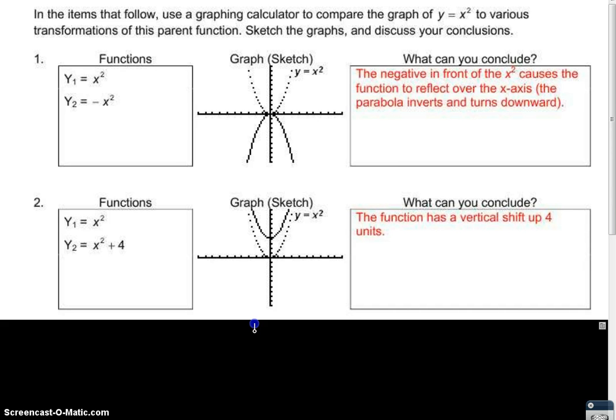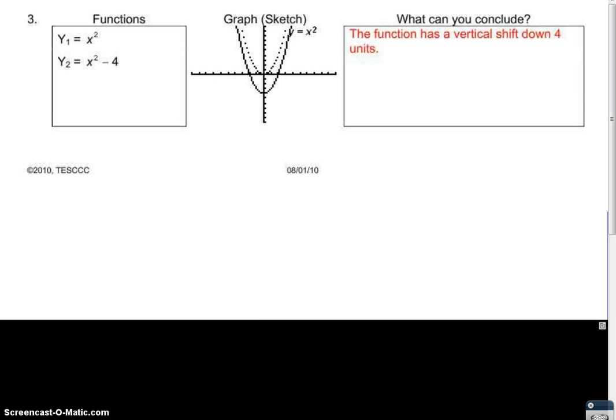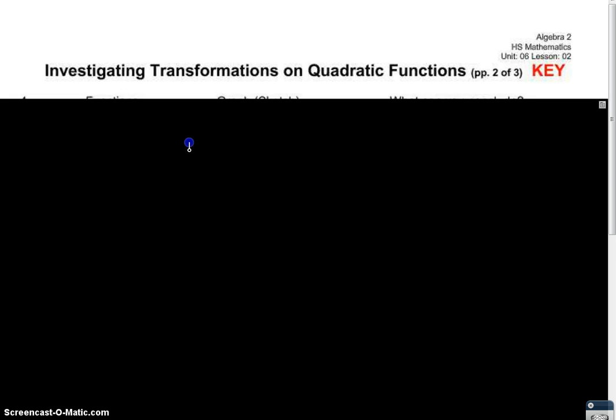All right, let's look at problem number 3. Problem number 3 says y1 is going to be x squared and y2 is going to be x squared minus 4. So what do y'all think is going to happen? If the plus 4 moved my graph up, what's going to happen to the minus 4? You should have said it's going to move it down. So on number 3, I should have that the function has a vertical shift down of 4 units.